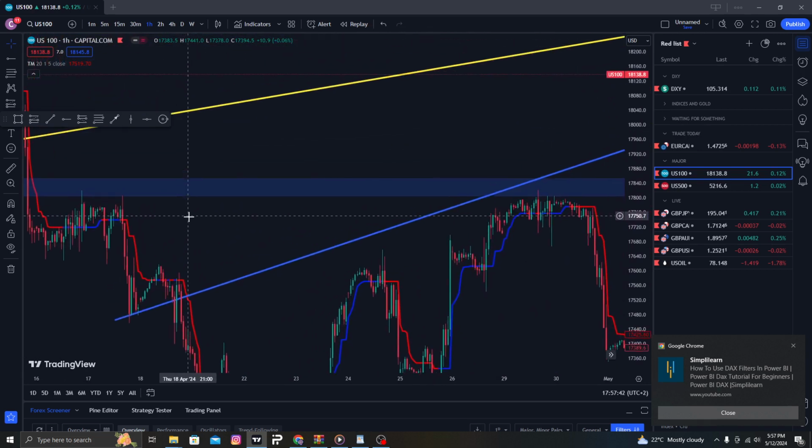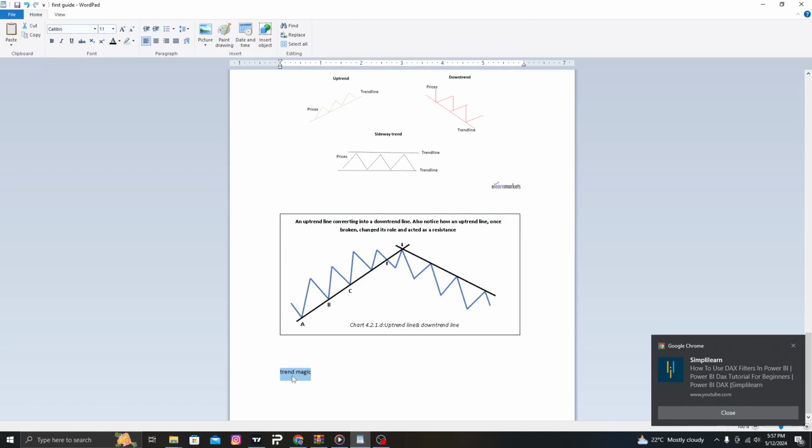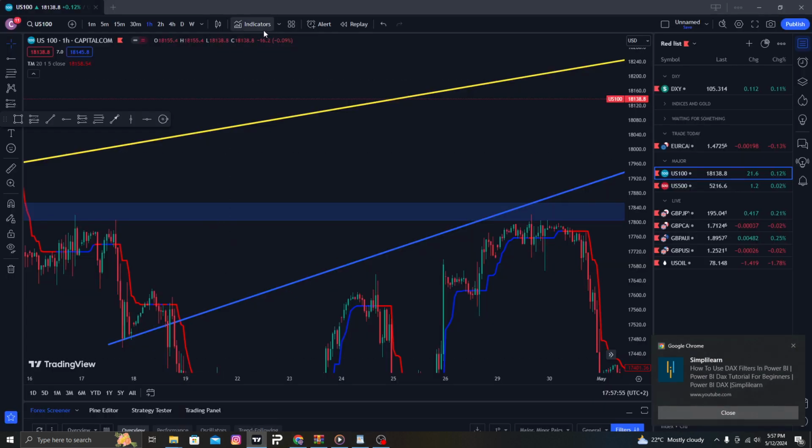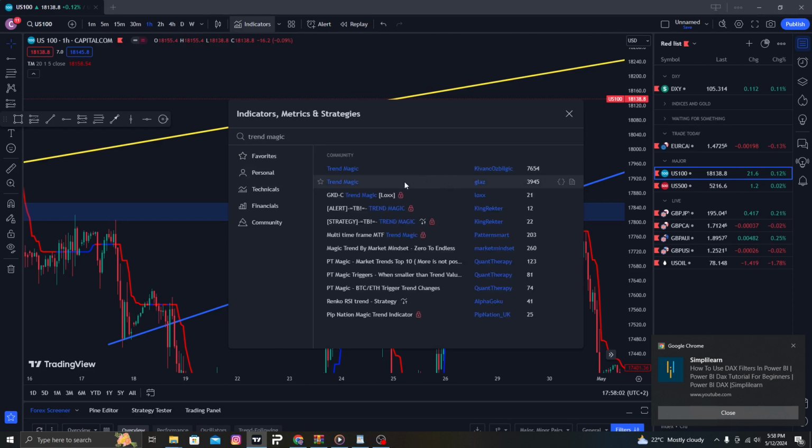So do you like this moving average, guys, that I shared with you? The name of the moving average is this guy right here. Trend Magic. Just go to your TradingView, click on indicator, paste it here or type it, Trend Magic. The first one, that's your brother.